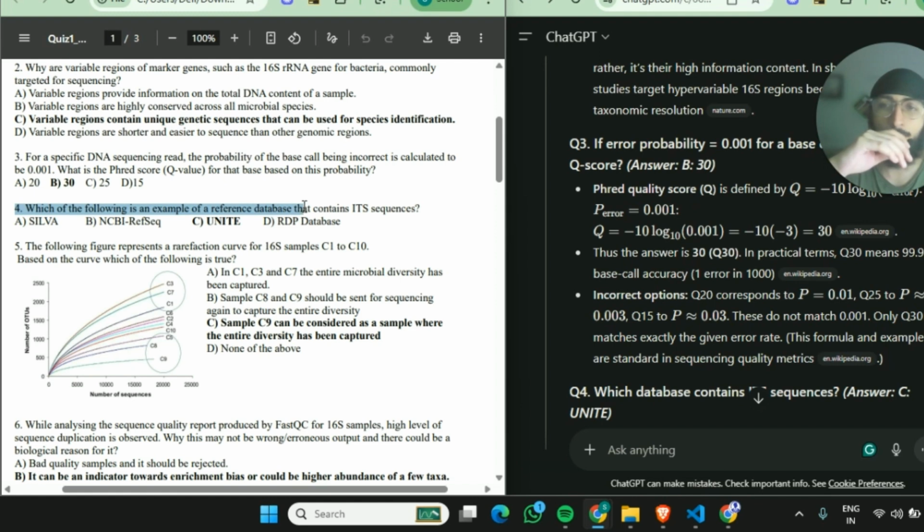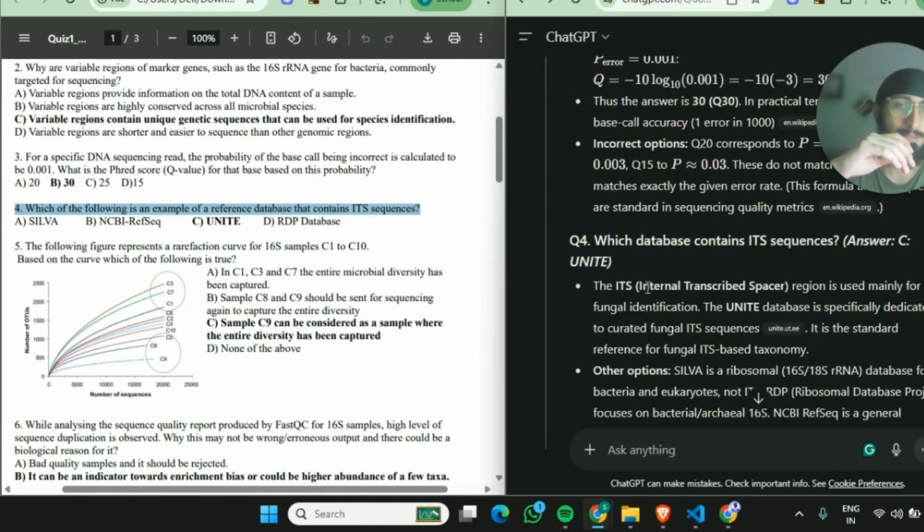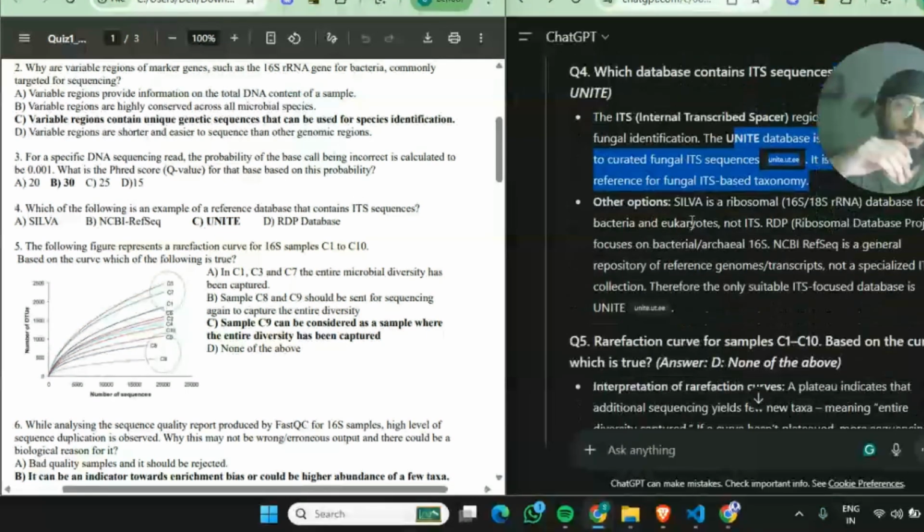Now, which of the following is an example of a reference database that contains ITS sequences? The answer is UNITE. ITS is the internal transcribed spacer region, which is used mainly for fungal identification. The UNITE database is specifically dedicated to curated fungal ITS sequences. It is the standard reference for fungal ITS-based taxonomy. So these are some types of questions that you have to rote learn. These are questions that you cannot derive in the exam unless you know it exactly. Unless you've studied it and memorized it, you won't be able to answer it, right?